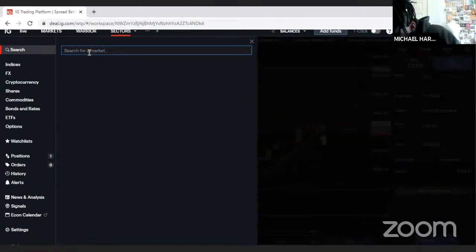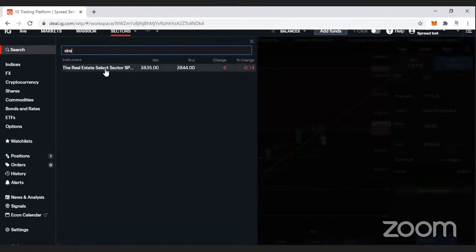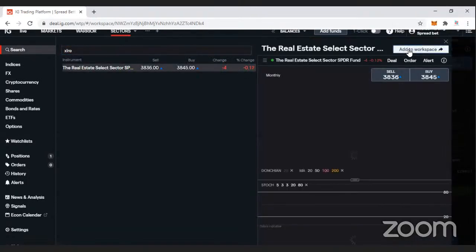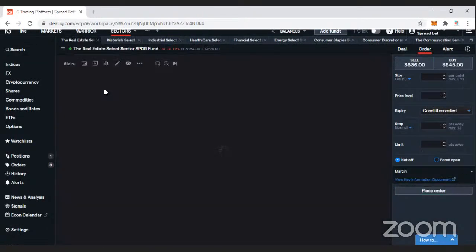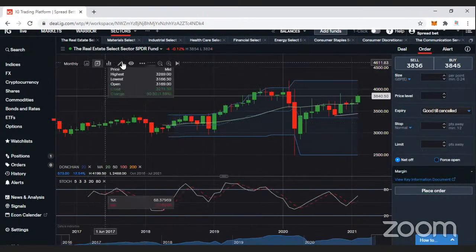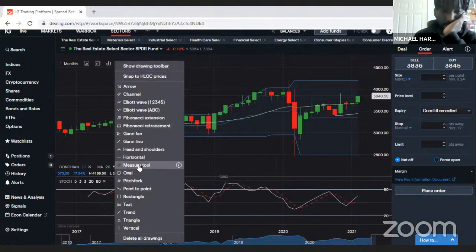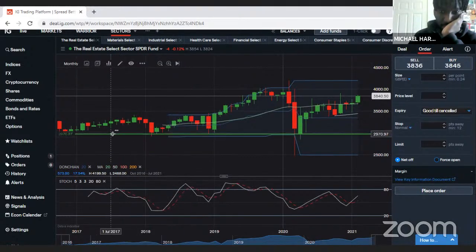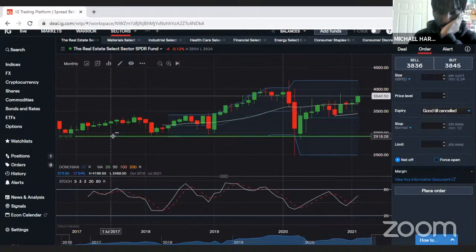Next one, real estate, XLRE. Which is just a bit weird. I'd say this is more of a... you can't even say it's support. It's just weird.